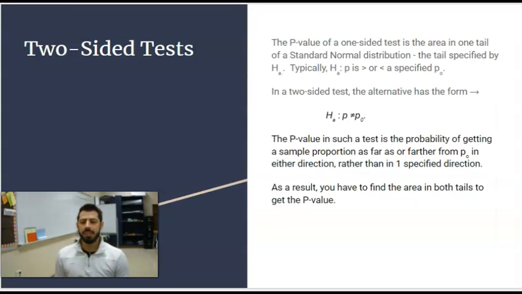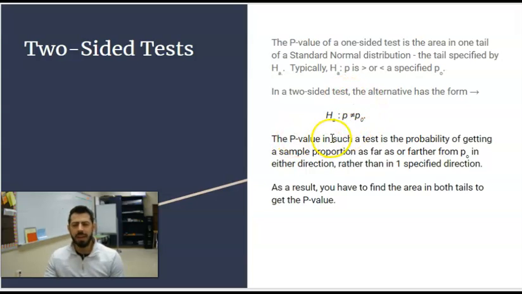Now, the p-value of a one-sided test is the area in one of the tails of a standard normal distribution, right? That part hopefully was made obvious by the way we looked at the table, and we're only looking at the area that was on the left. So typically the alternative hypothesis is greater than or less than a specified proportion.